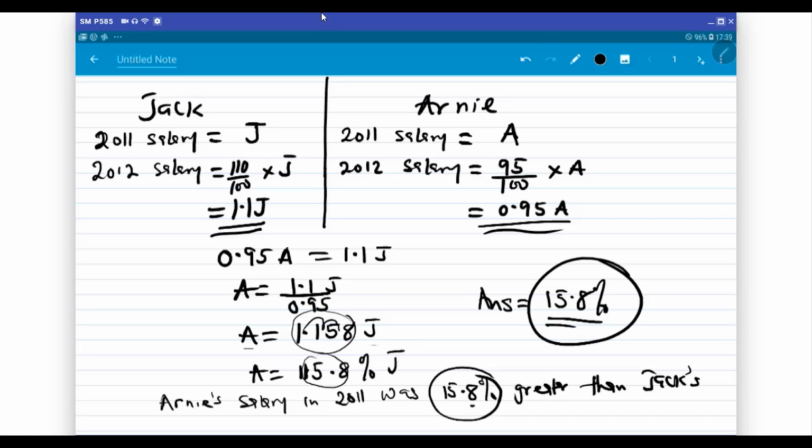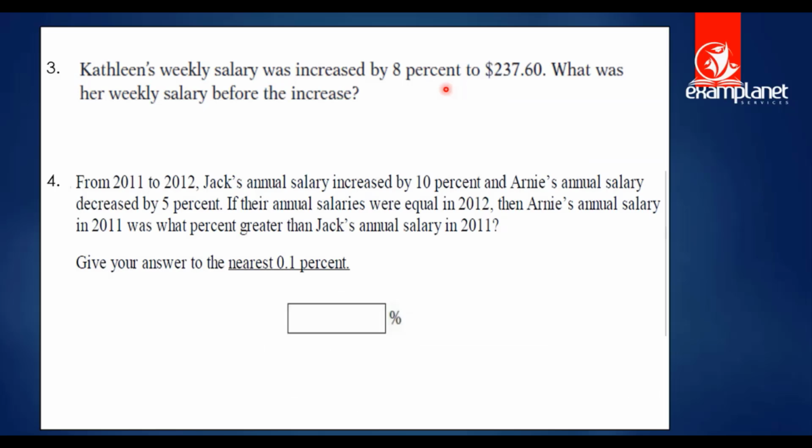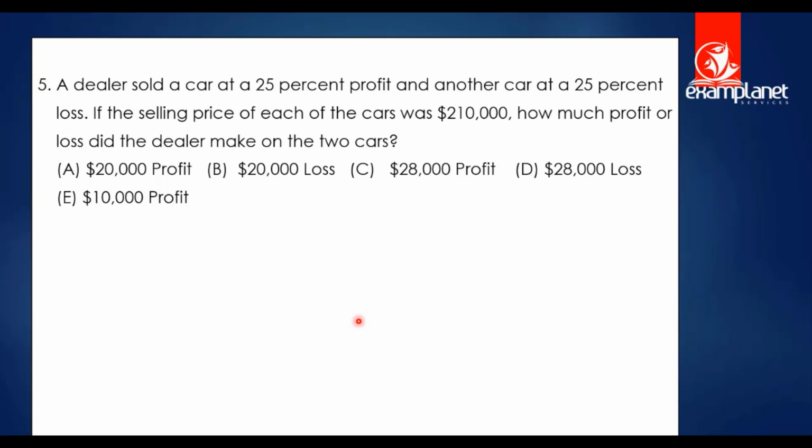So our final answer will be 15.8%. Okay, so that's the solution to that question. You can type your answer here, 15.8, as a final answer. So you don't need to put the percent sign, only just 15.8 here. Okay. All right. So let's look at this last question.